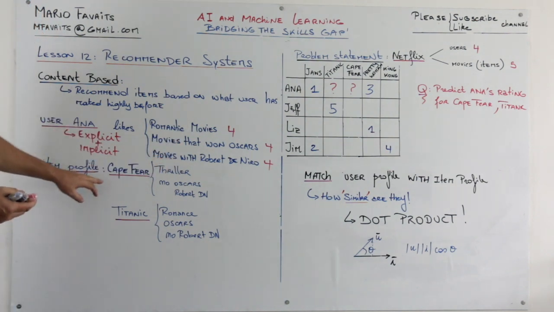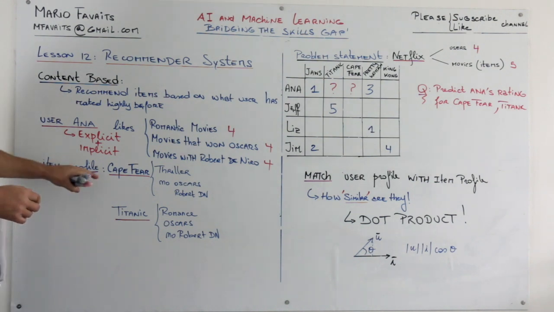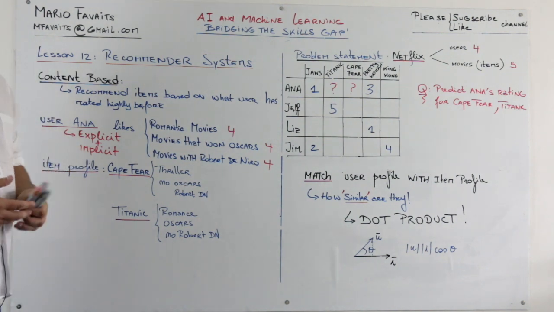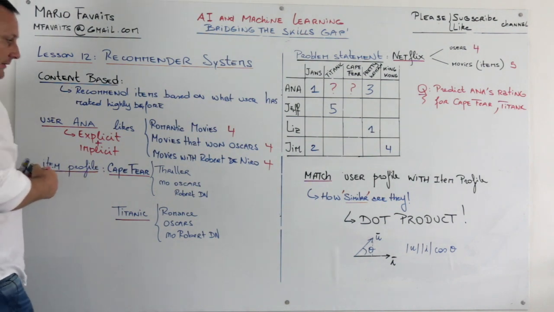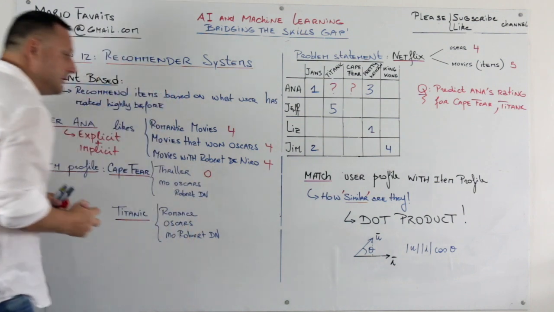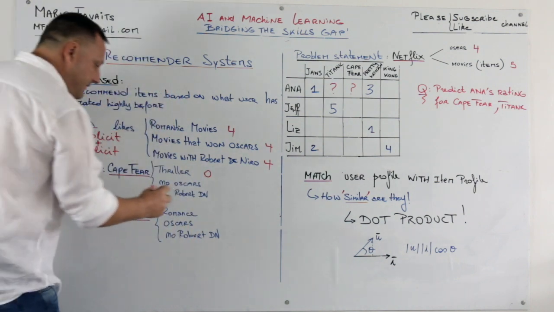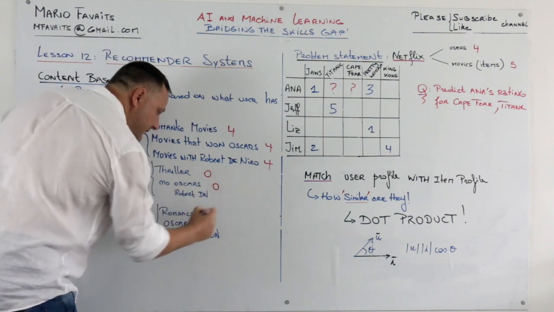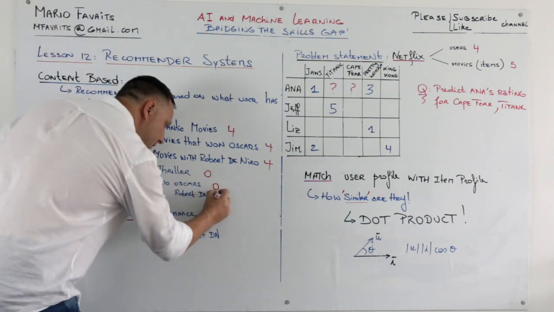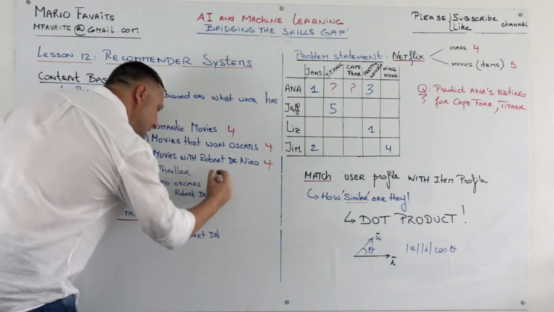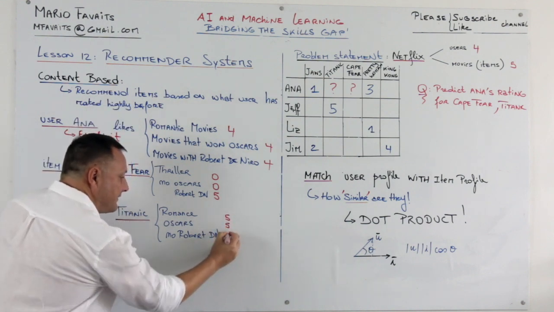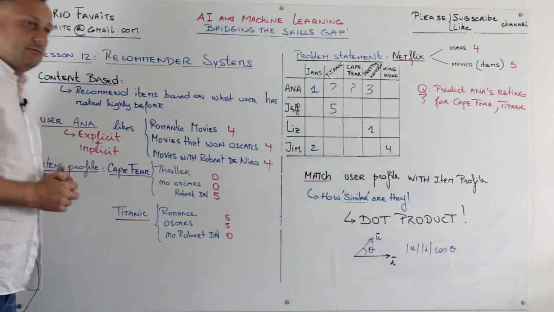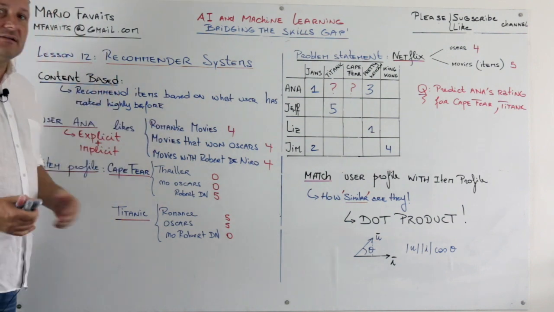Now we're going to do the same for the item. We need a profile for the item, and that is, of course, for these 2 movies, the responsibility of the vendor. So Cape Fear is a thriller, so here they're going to score 0 because Anna likes romantic movies. Cape Fear had no Oscars, so it's 0 again. And Cape Fear has Robert De Niro, so we give it a 5. So this is 0, 0, 5. Now Titanic is romance, so it's a 5. Oscars, it's a 5. But there's no Robert De Niro. So that can easily be done.